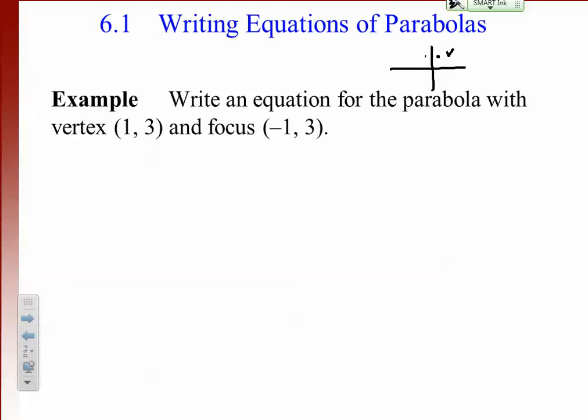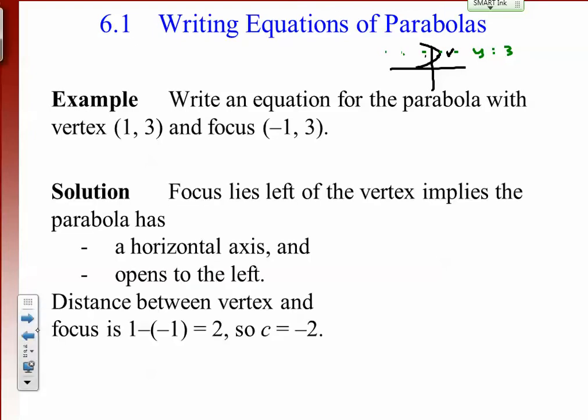So I know that this is a parabola. The focus has to be inside the curve of the parabola. So this parabola is going to go something like this. It's going to open up to the left because the focus has to be inside that. And it's going to have a line of symmetry going right down where y equals 3. So the focus lies to the left of the vertex, which implies the parabola has a horizontal axis at y equals 3. It opens to the left.